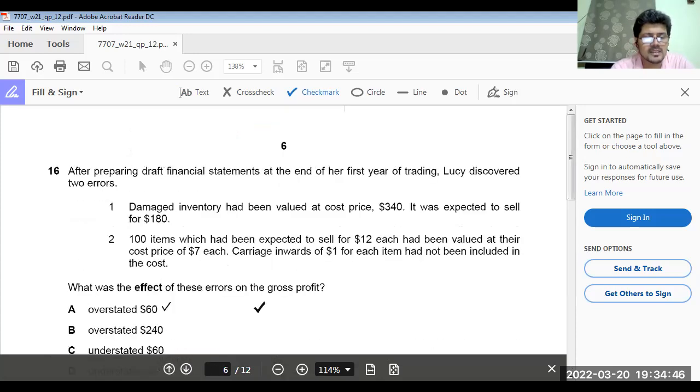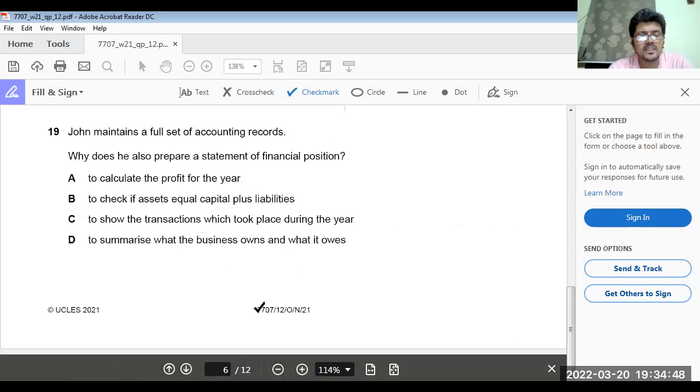What about 16, 17, 19? John maintains a full set of accounting records. Why does he prepare a statement of financial position? To calculate a profit? No, we make income statement for making profit. To check asset is equal to capital plus liability? No. Show the transaction that took place during the year? No. To summarize what the business owns and owes. Actually, this is it.